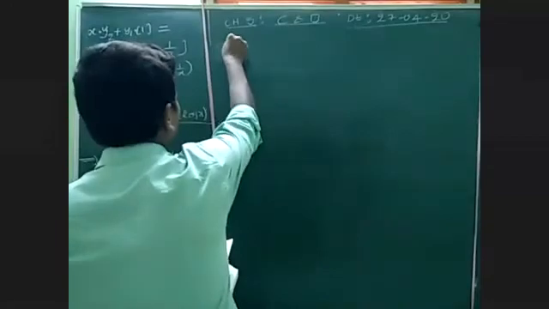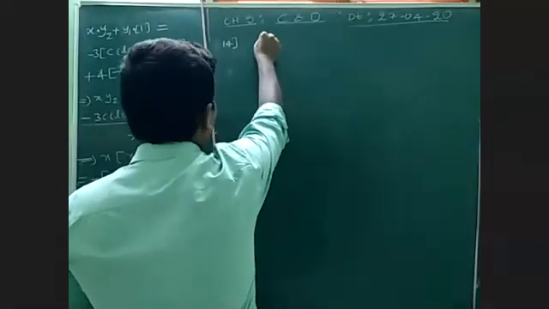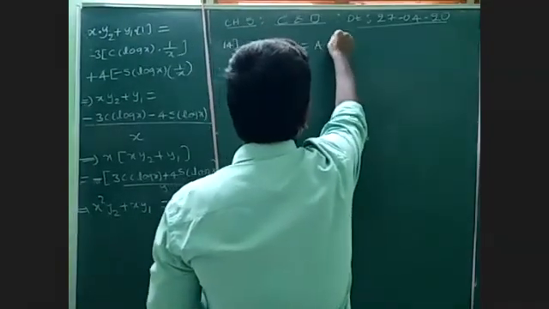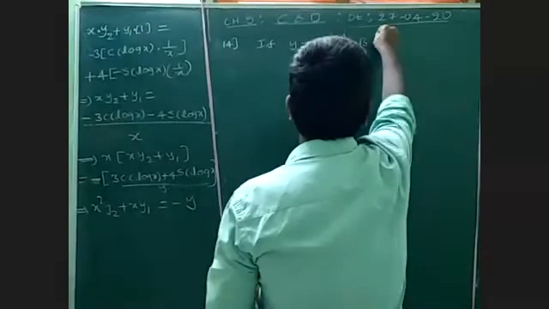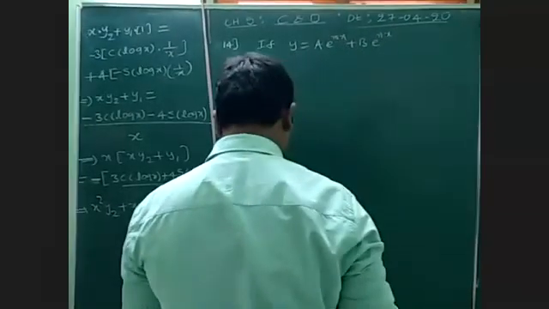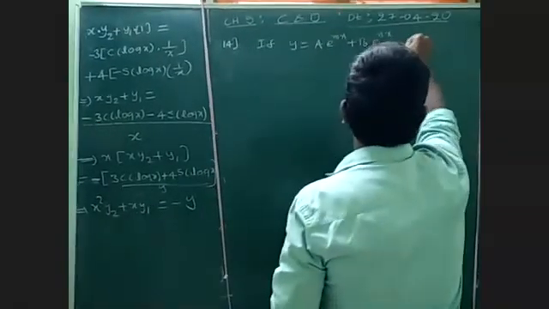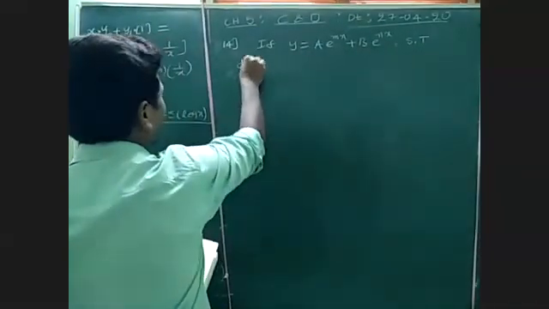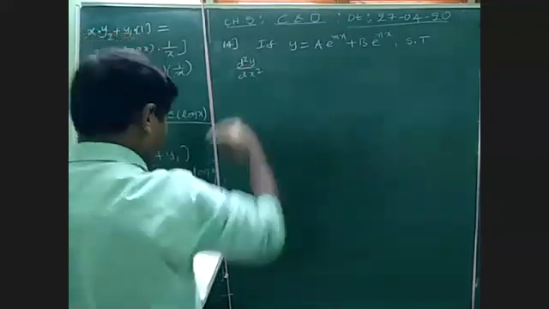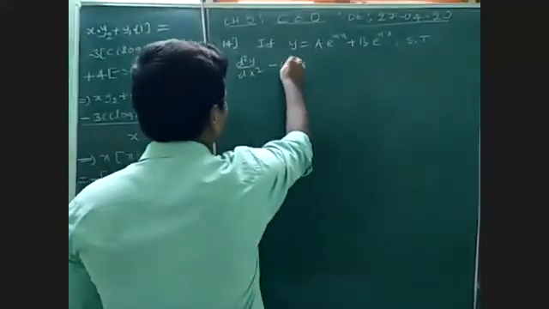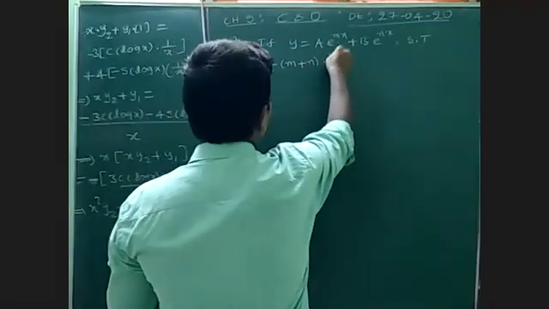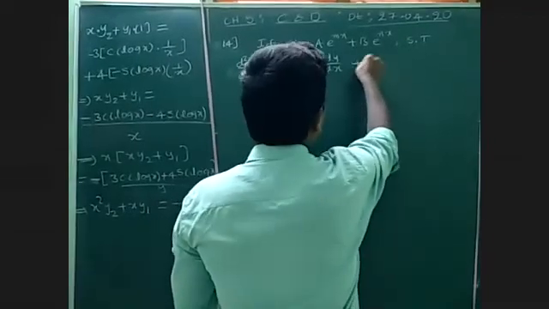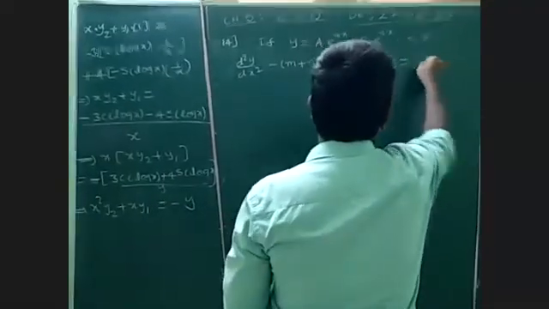Question number 14. If y is equal to a e power mx plus b e power nx, show that d square y by dx square, nothing but we can differentiate twice, minus (m plus n) into dy by dx plus mn y is equal to 0.